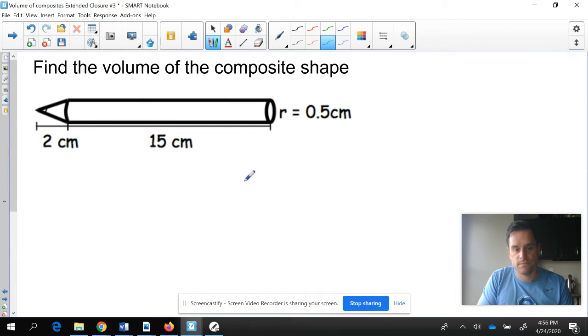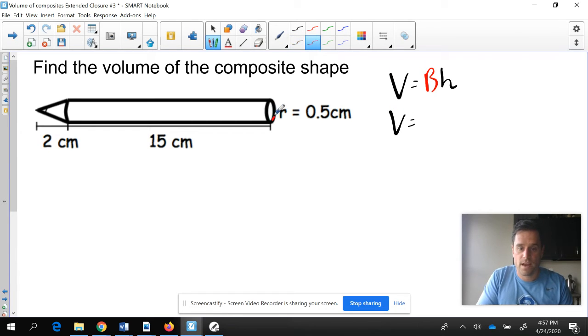This one's a little bit tougher. Looks like a pencil, doesn't it? Like a pen. And if I said find the volume, how much could fill that up in cubic centimeters? Well, I always like to start with the prism. And this prism in this case is a cylinder. And a cylinder is basically like a prism because it has two bases. So volume equals area of the base times height.